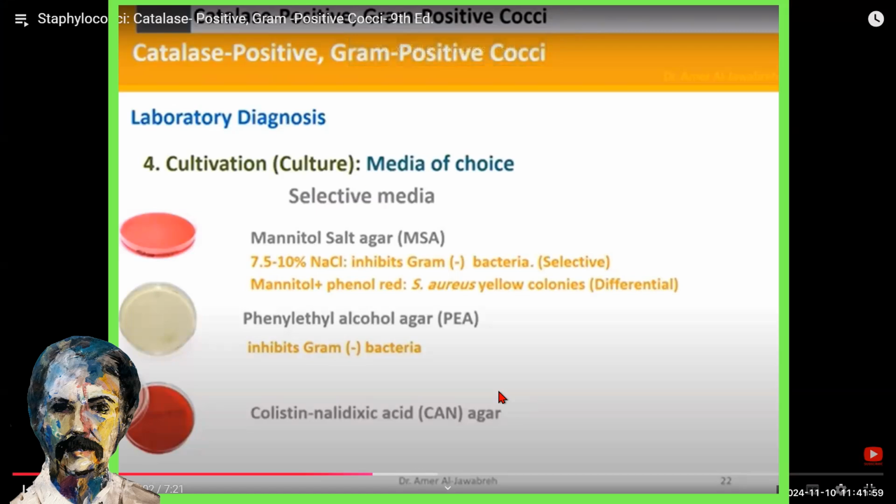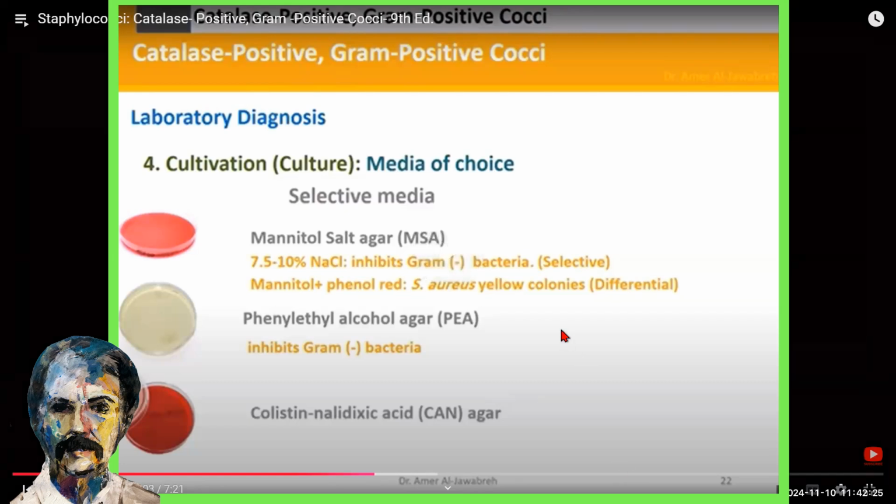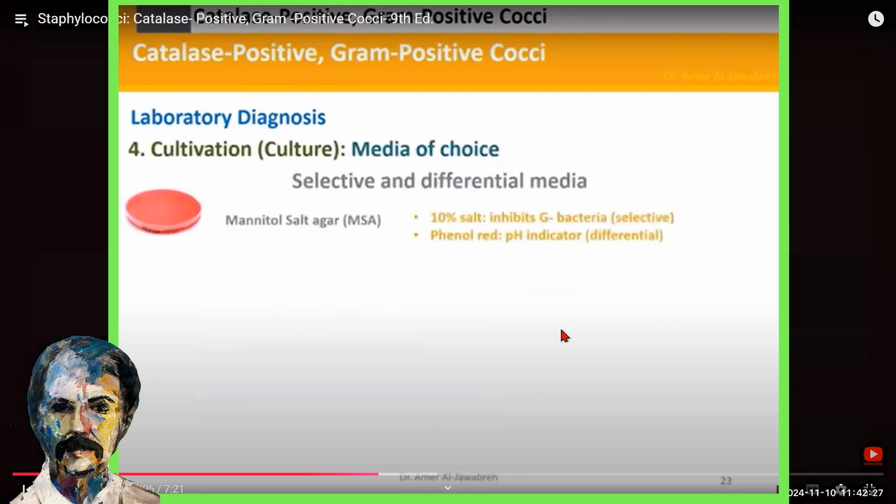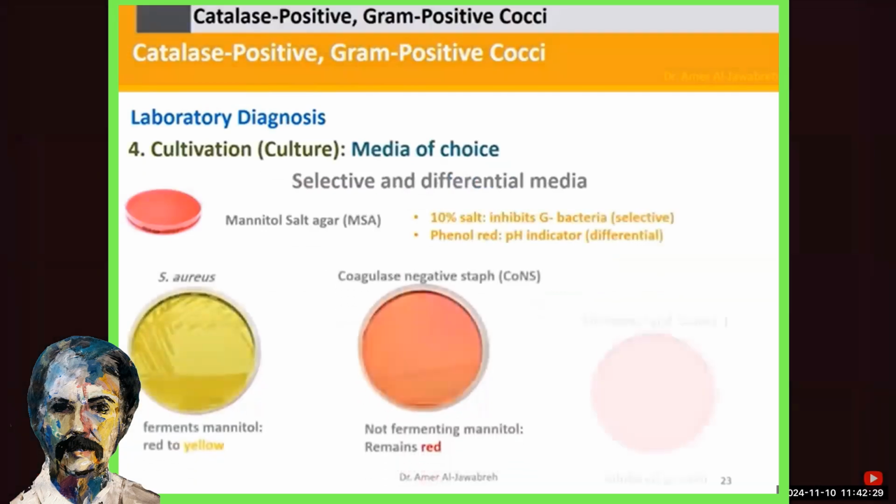If you remember, we were here last time. Do you remember this? MSA, PEA, and CAN. And we said that these are the selective media. The one that is most commonly used is MSA, mannitol salt agar. PEA and CAN are not very much used, but MSA is used in almost many labs. We talked about these last time. Also, we talked about this.